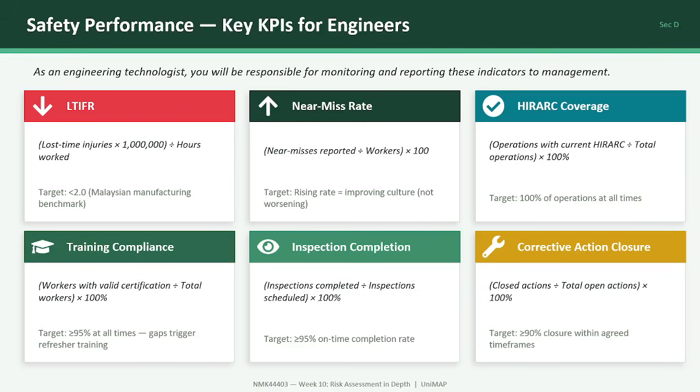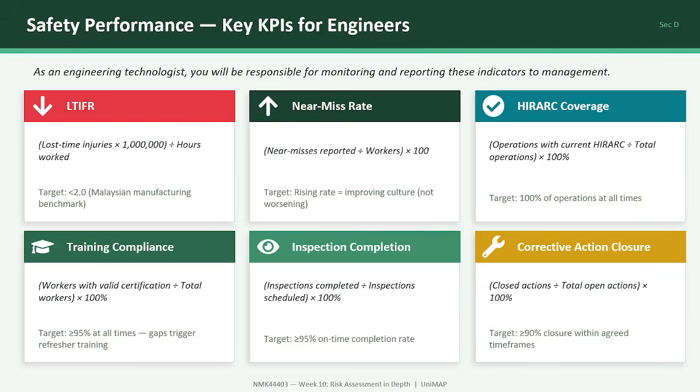If inspections are being deferred consistently, it indicates that safety is being deprioritized in favor of production, a leading indicator of future incidents. Corrective action closure rate. Formula: closed actions divided by total open actions, multiplied by 100%. Target: 90% closure within agreed time frames. An accumulation of open overdue corrective actions is a direct indicator that your risk controls are not being implemented and that your HIRARC outputs are not being acted on.